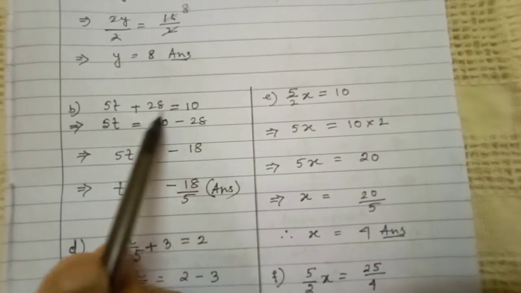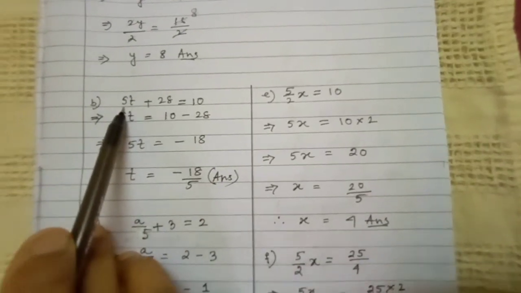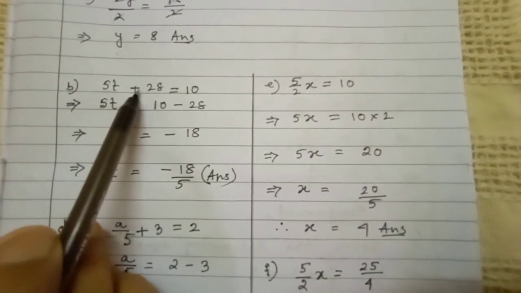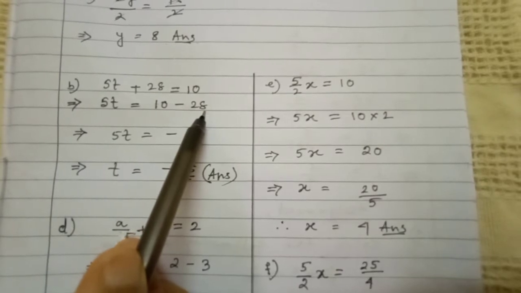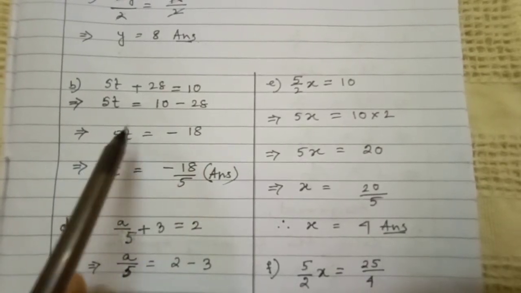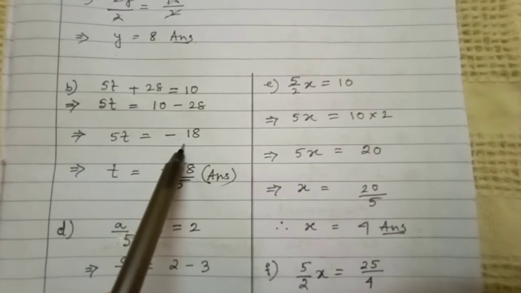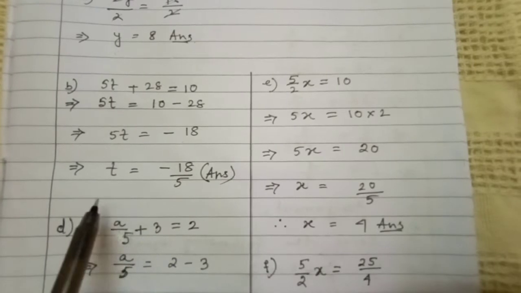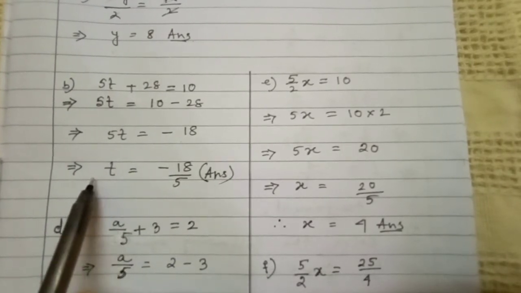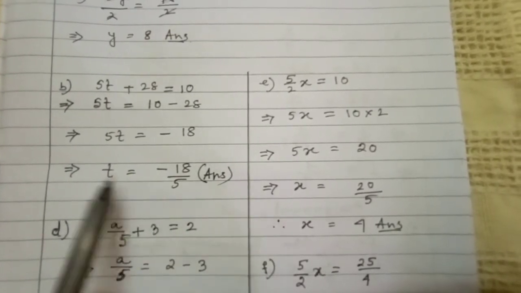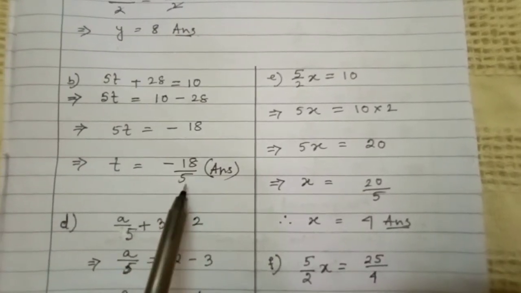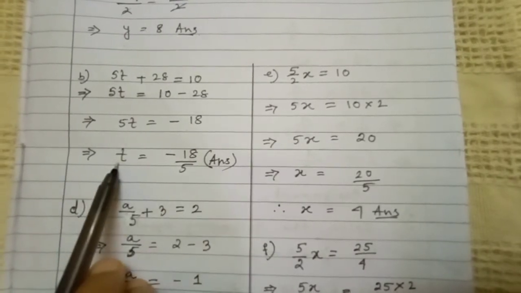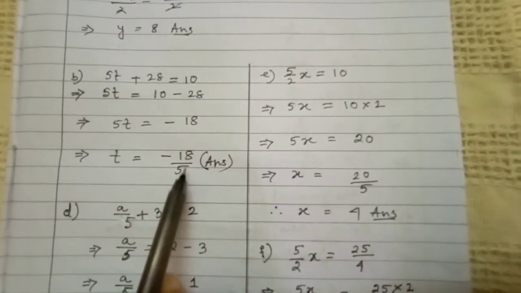Try to understand this one. Directly 5t plus 28 is equal to 10. I have written 5t here, and plus 28 I have given as minus 28 here. Now 5t is equal to 10 minus 28, which is minus 18. Then t is equal to, directly I am dividing here by 5 and here 5. 5t by 5 equals minus 18 by 5. I have not shown those steps. Directly I have done t is equal to minus 18 by 5.